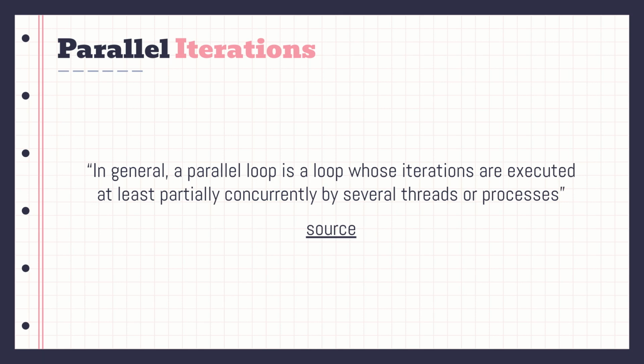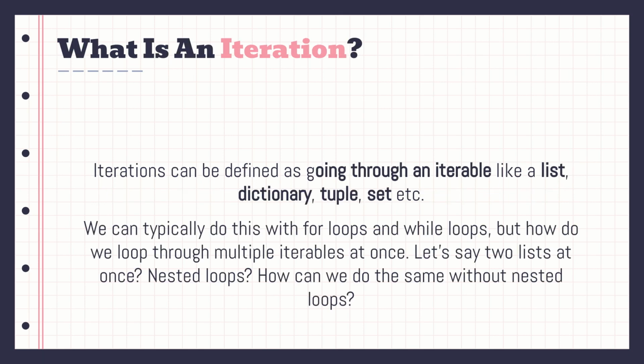So for now, let's look at what an iteration is. Basically, in Python we call them iterables. The best word I should have used there is actually iterable. So we have iterables in Python, and what's an iterable?